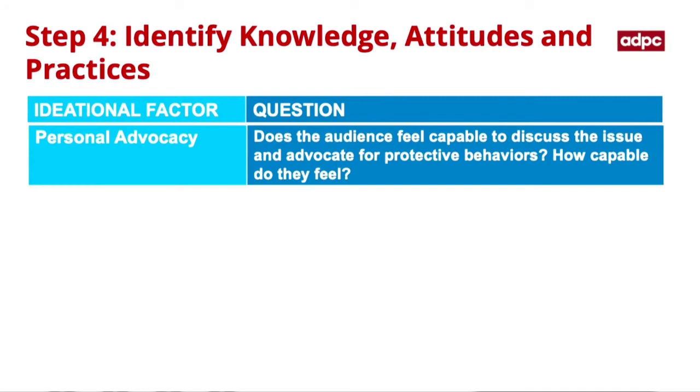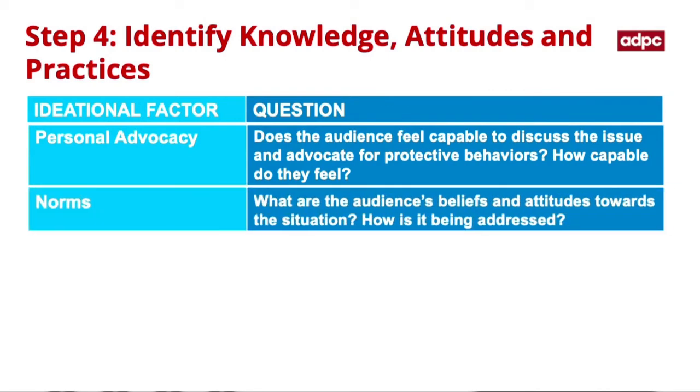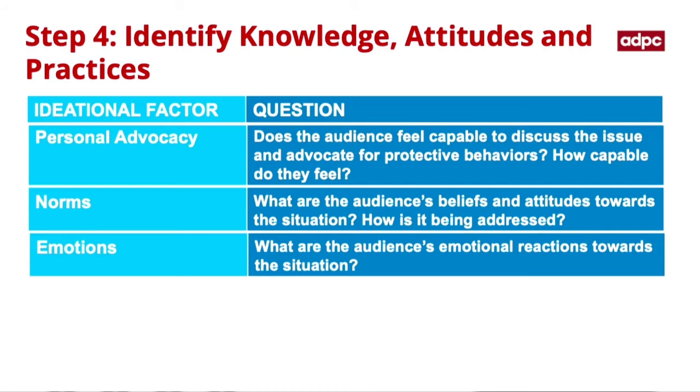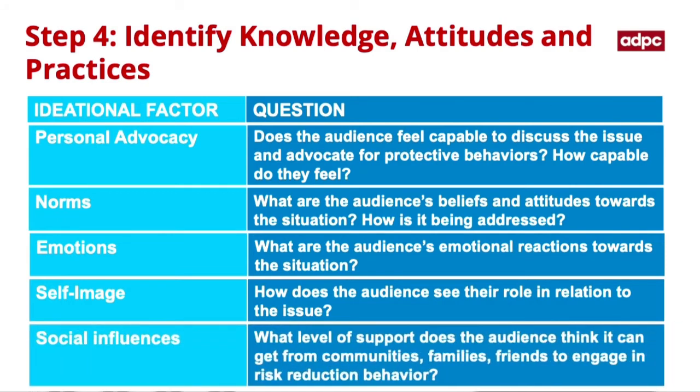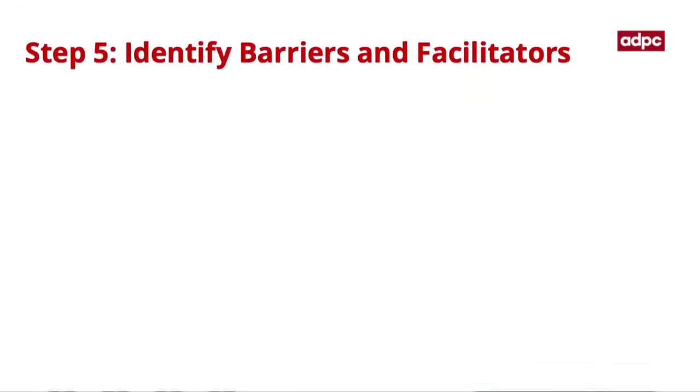Does the audience feel capable of discussing the issue and advocating for protective behaviors? How capable do they feel? What are the audience's beliefs and attitudes towards the situation you are addressing? How is it currently being addressed? What are the audience's emotional reactions towards the situation? How does the audience see their role in relation to the issue? And finally, what level of support does the audience think it can get from communities, family members, friends to engage in risk reduction behavior?